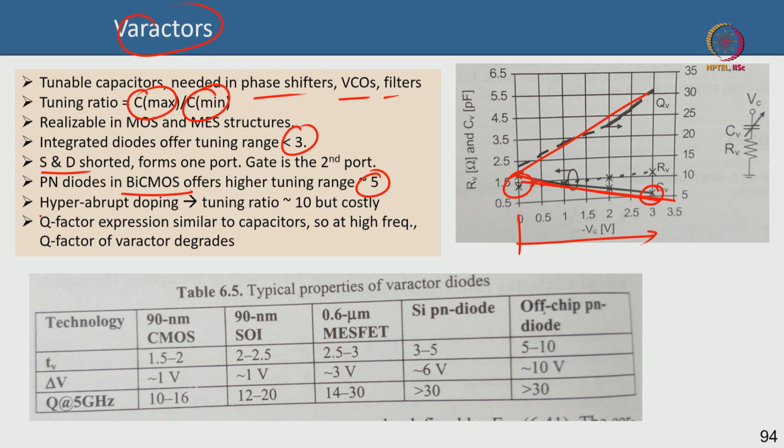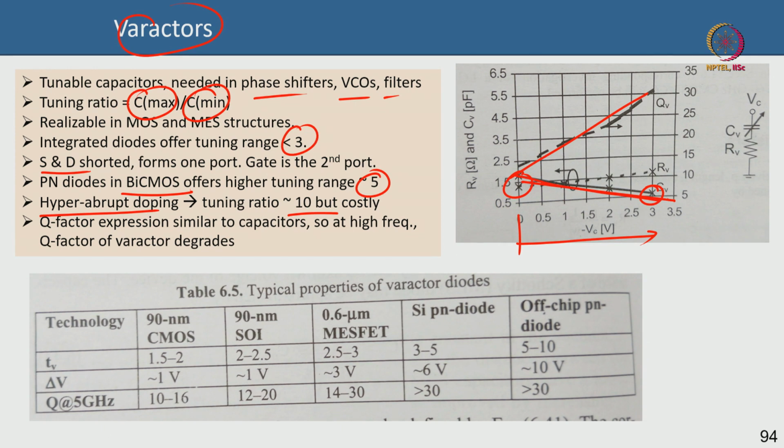If you do a hyper abrupt doping profile, this is something also we discussed in lecture 10 to 12 or 10 to 14 I guess. Hyper abrupt doping profile is that you engineer the doping profile in a very interesting manner such that you can get a tuning ratio of up to 10, but this is a costly process. You need to tune the doping and foundries may not allow that. So, this is something very niche, very expensive, but you can get to that.